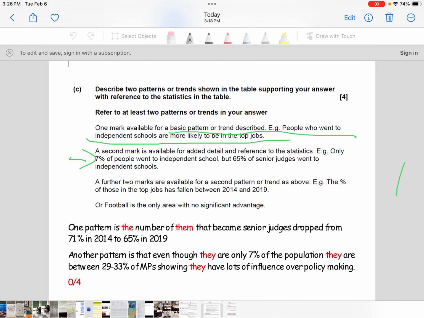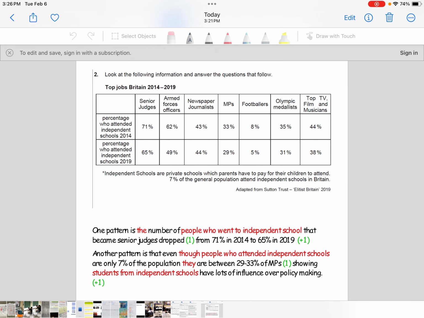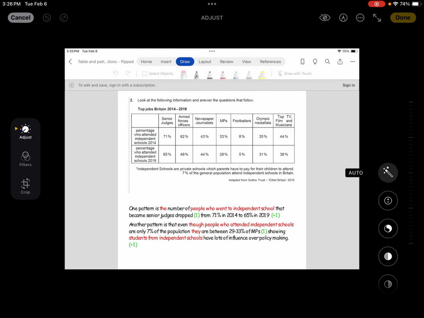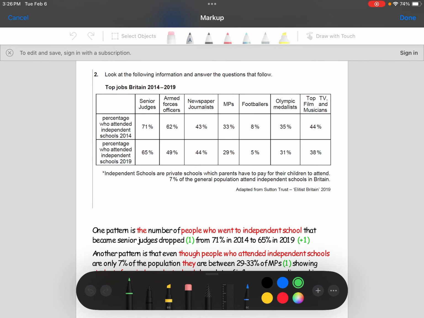So when you get these questions with a table, be specific about which groups you're talking about. Use all the information in the table when you answer this question. For example, like I said before, make sure you talk about the number of people who went to independent schools, but also pay attention to the information at the bottom, which says that only 7% of the people from the general population went to independent schools. Talk about those things. Some make merely general points and say, oh, they end up in really high-paid jobs.